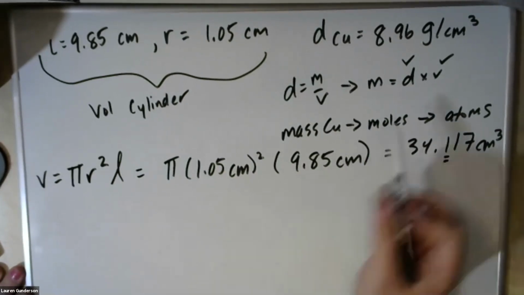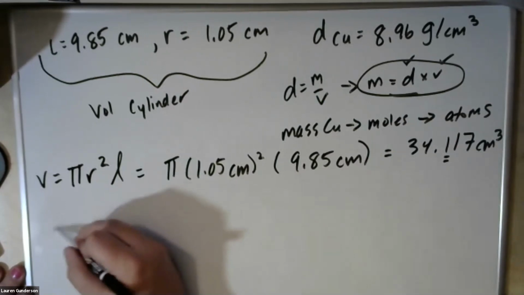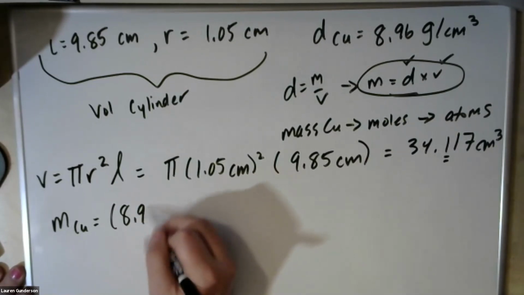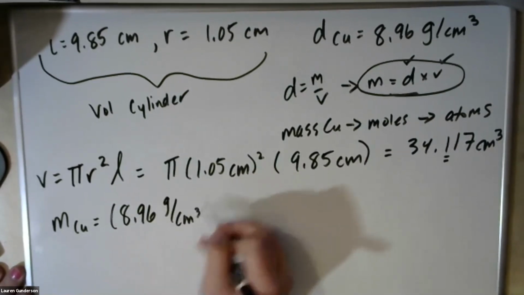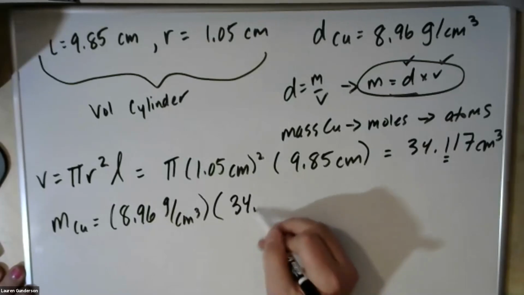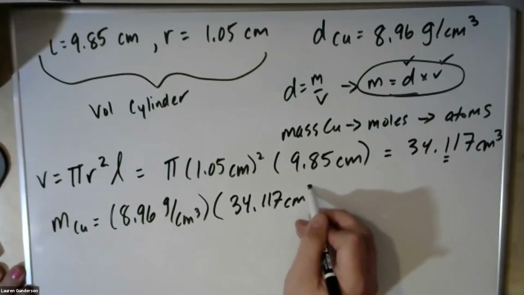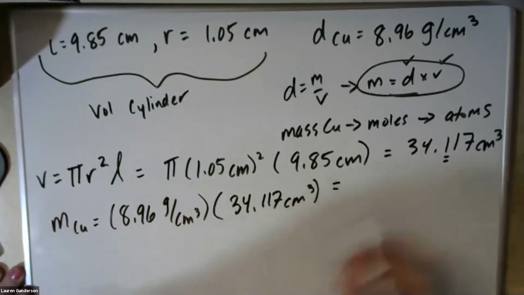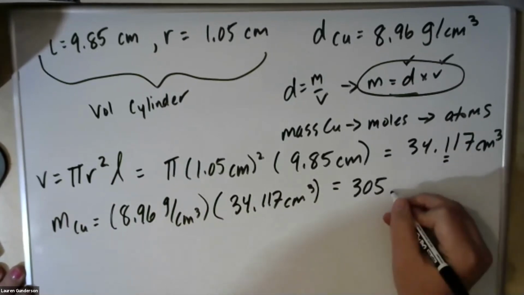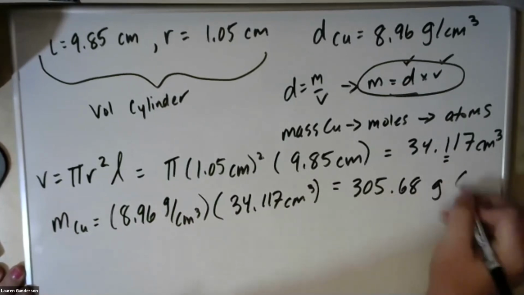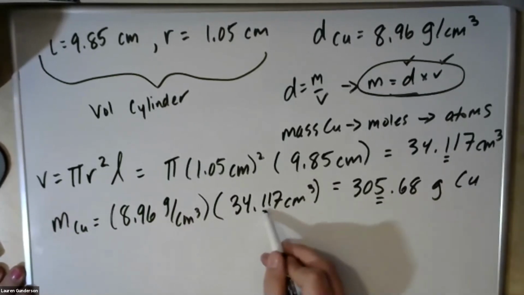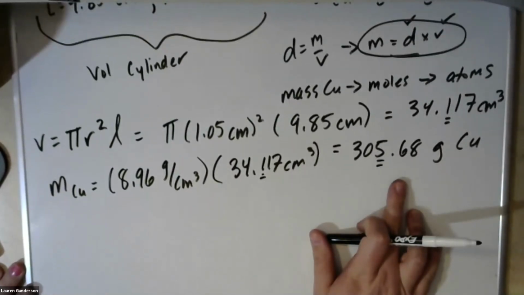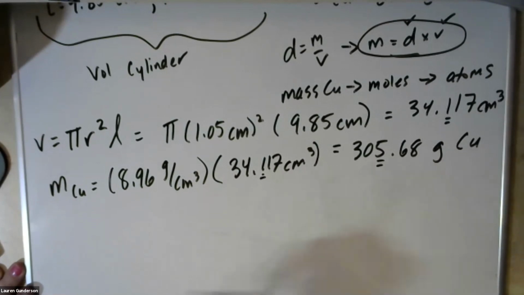Okay, so now we're going to use this relationship here that we talked about. The mass of our copper is going to be the density of the copper, which is 8.96 grams per cubic centimeter, times the volume. And we get 305.68 grams of copper. Again, it's to the 3 sig figs. And now this is the value that I'm going to use to figure out how many copper atoms I have.